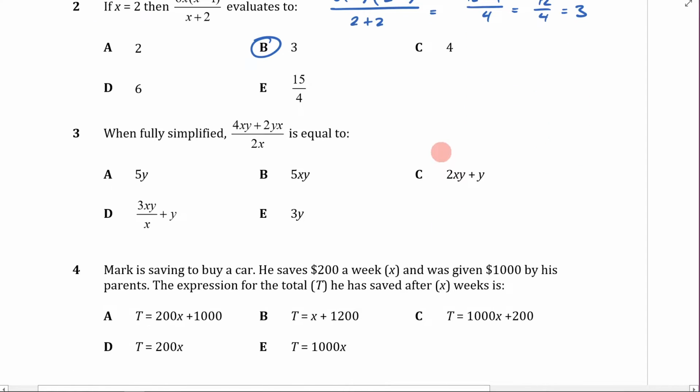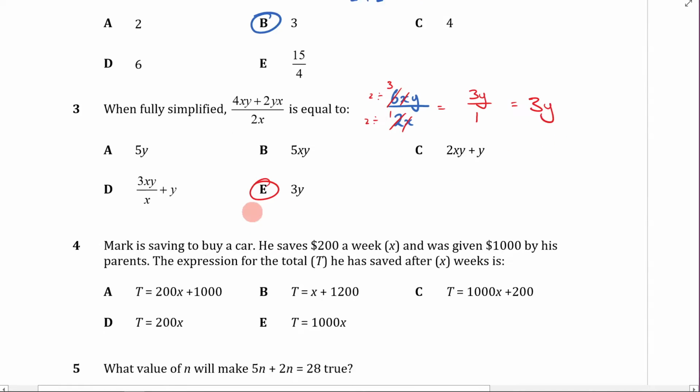All right, we keep on going. When fully simplified, this is equal to, all right, so if we were to fully simplify this, what is it going to become? The first thing that I notice is I've got these like terms up the top, 4xy plus 2yx. If I add those together, it becomes 6xy over 2x. Then I just need to simplify this fraction. So this x cancels with that x. Both of these can be divided by 2, can't they? So that would become 1, that would become 3, and I'm going to end up with 3y on 1, which is the same as 3y. So that means my answer is going to be E, 3y there.